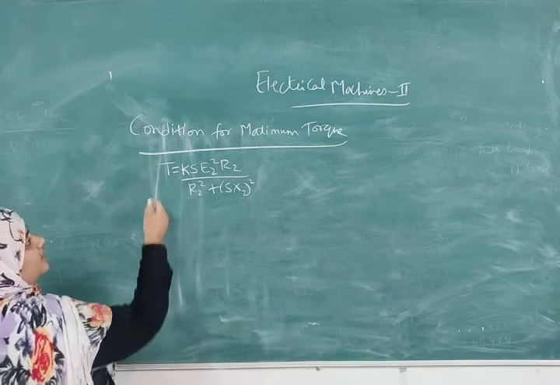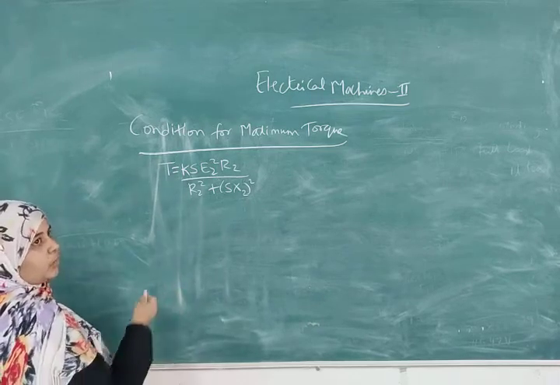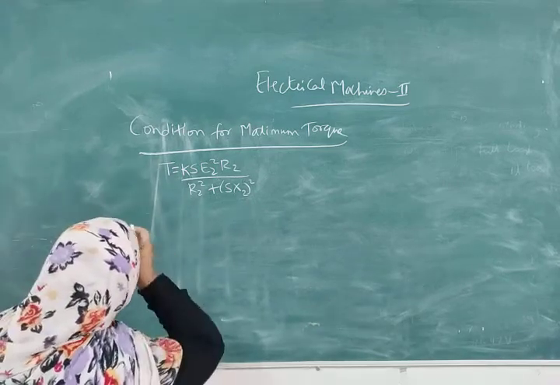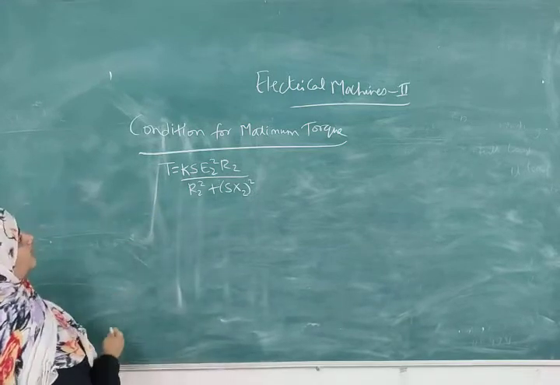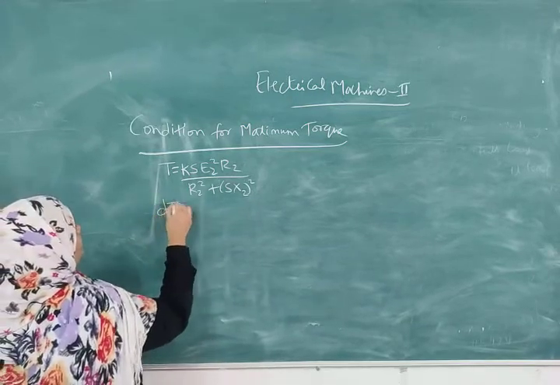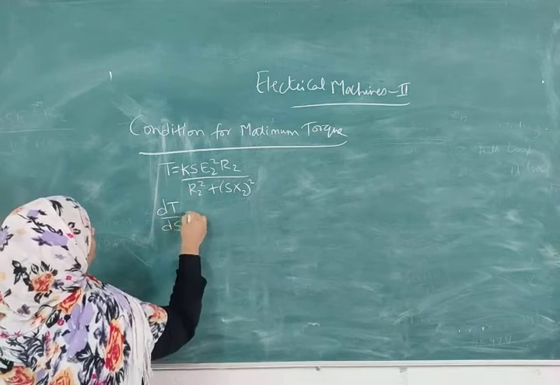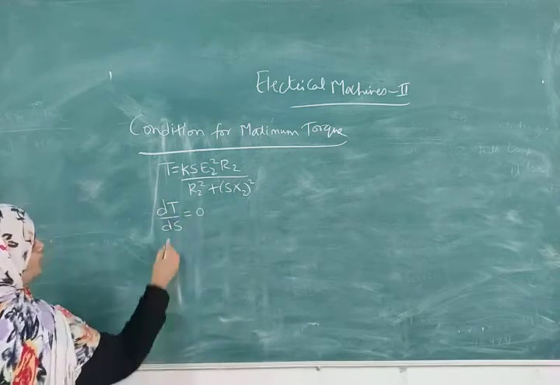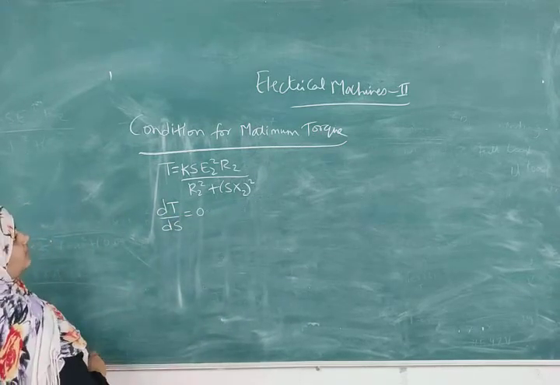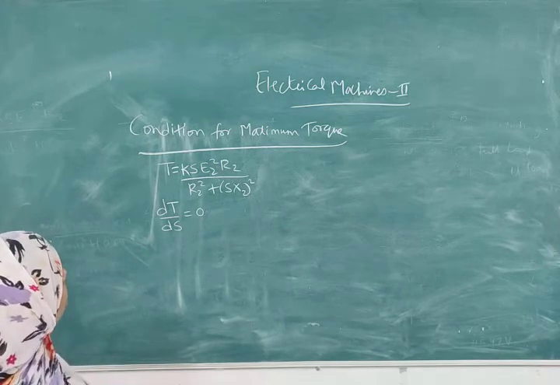So what we can write? We can say that torque is proportional to slip. That is, we get maximum torque whenever we differentiate torque with respect to slip and make it equal to 0. So dT by ds is equal to 0 will give us the condition for maximum torque.